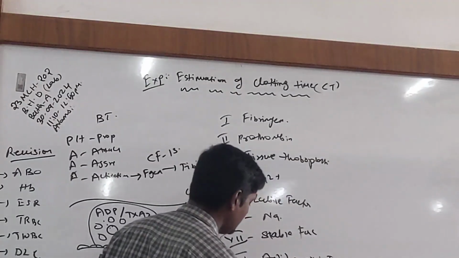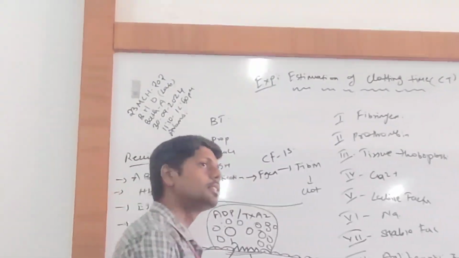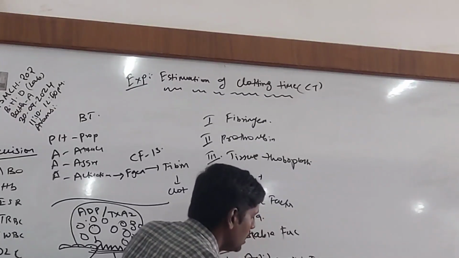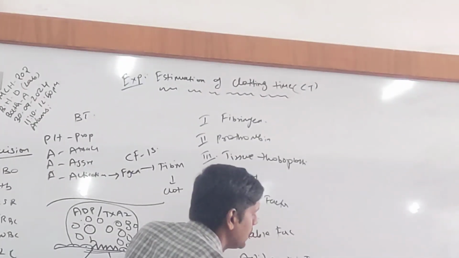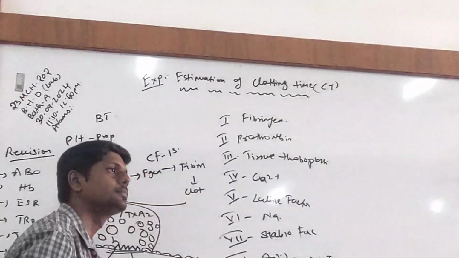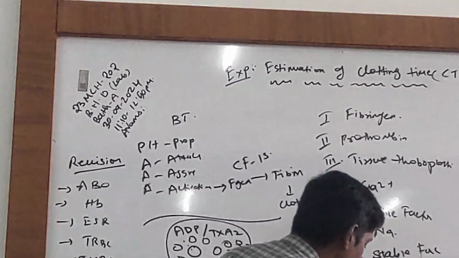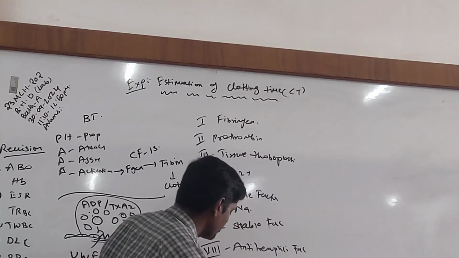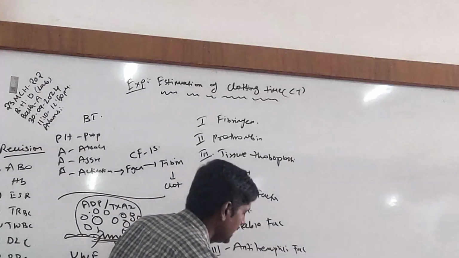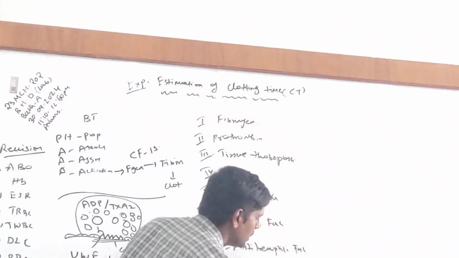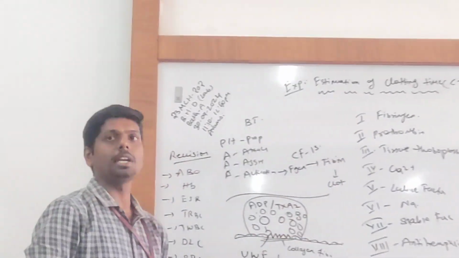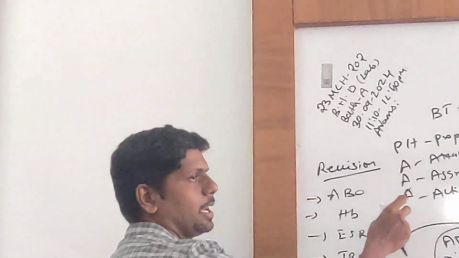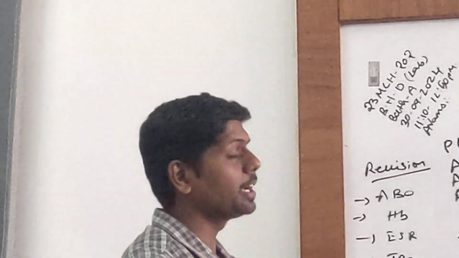Then the 11th factor, plasma thromboplastin antecedent. Then the 12th factor, Hageman factor. And last and final, fibrin stabilizing factor. These are the 13 clotting factors we have. So now you know what the clotting factors are and what the platelet properties are.